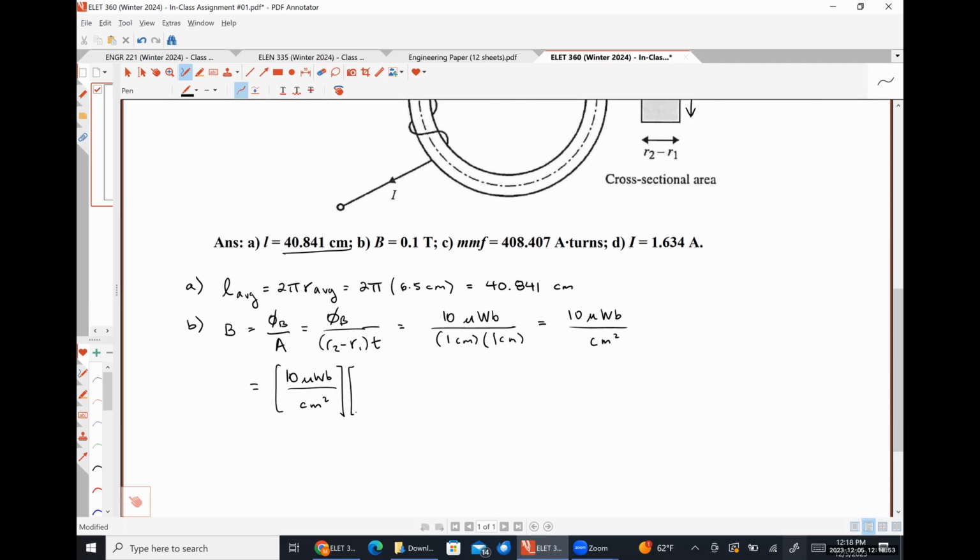So the first thing I'm going to do is multiply by a factor of, let's see, 1 microweber is 10 to the minus 6 webers. And so this is going to give me webers in the numerator, which is what I'm looking for. Then I'm going to put 1 centimeter up here is 10 to the minus 2.